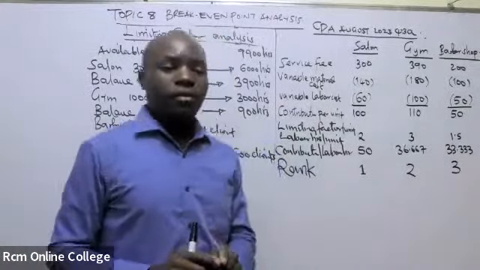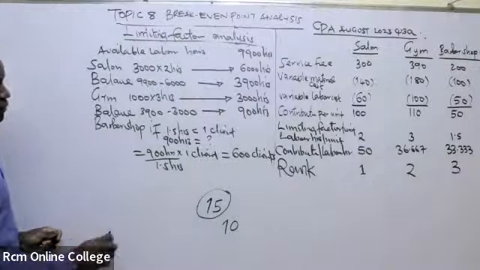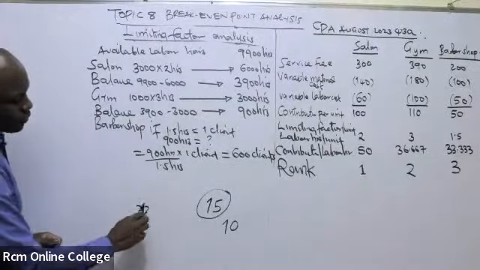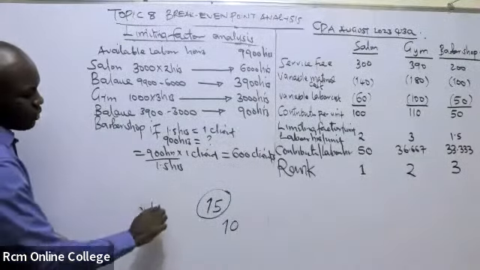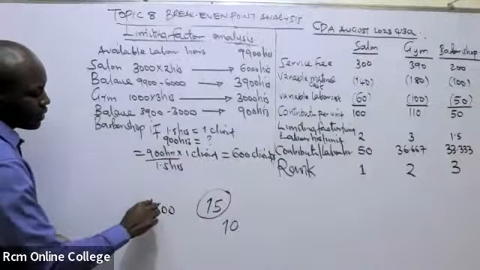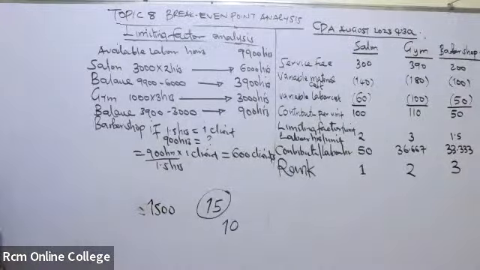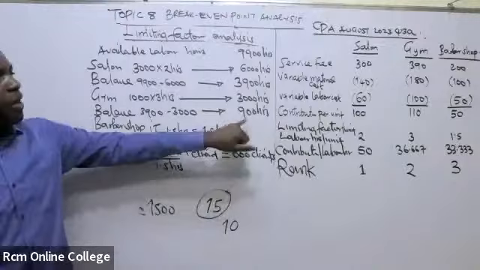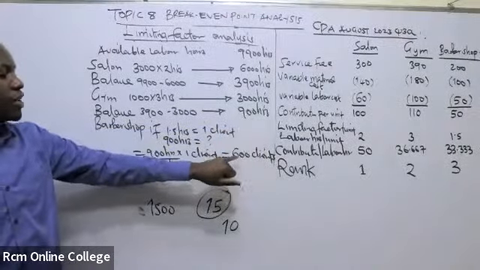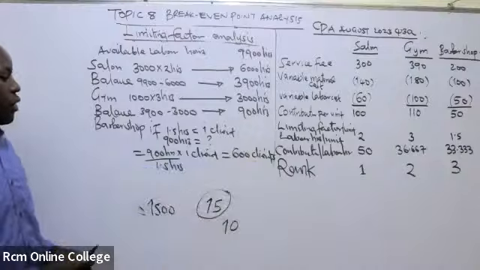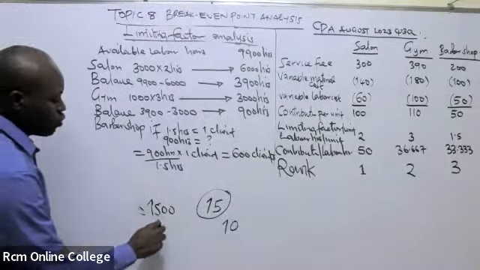The same way, we are supposed to serve 1,500. You are to serve 1,500 clients in the barber shop. But because of limited labor hours, we've only managed to serve 600 clients. Where will the remaining 900 go to?